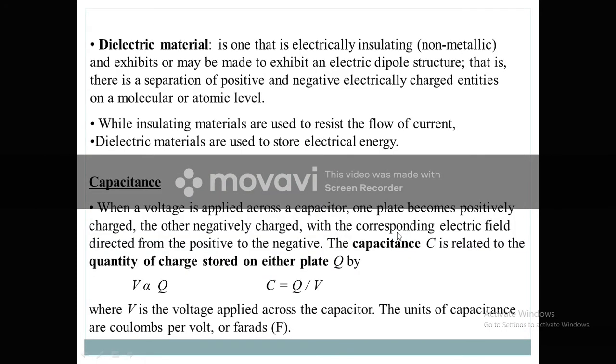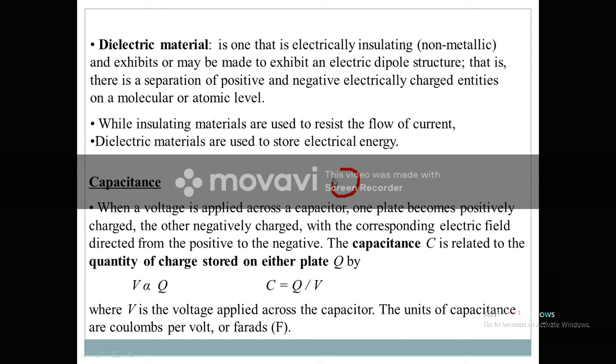The name reveals that dielectric means two electric charges which are oppositely charged, having the same magnitude. So the dielectric material is one that is electrically insulating and exhibits, or may be made to exhibit, an electric dipole structure. That is, there is a separation of positive and negative electrically charged entities on a molecular or atomic level.